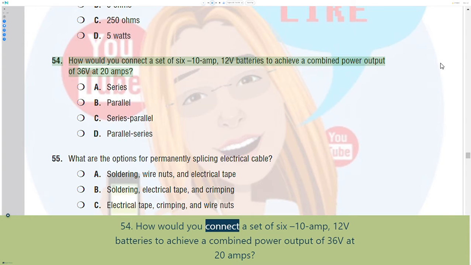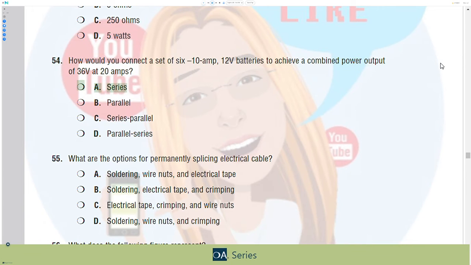54. How would you connect a set of 6, 10 amp, 12 V batteries to achieve a combined power output of 36 V at 20 amps? A. Series. B. Parallel. C. Series parallel. D. Parallel series.